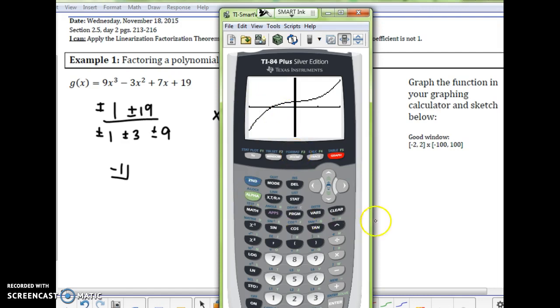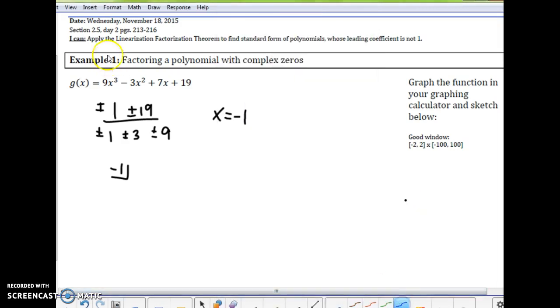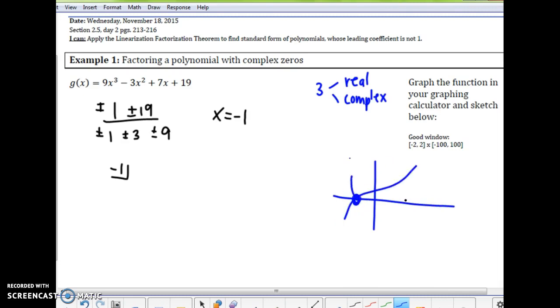What that is telling you is that your other two zeros, because remember what we learned yesterday, is we look at the degree, and that degree tells me the number of real and the number of complex zeros. So if I look at that sketch, what this is telling me is I have one real 0. That means my other two remaining zeros are going to be imaginary or complex numbers. So we're going to factor out that known 0, which is -1. So 9, -3, 7, and 19. No placeholders are needed.